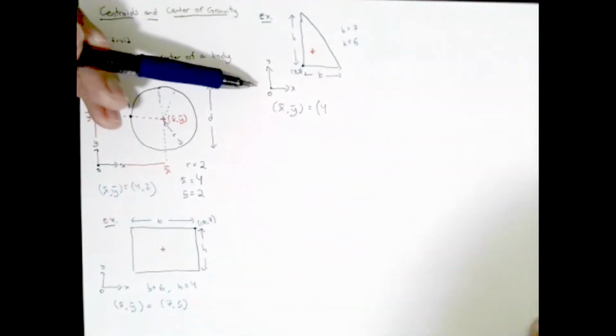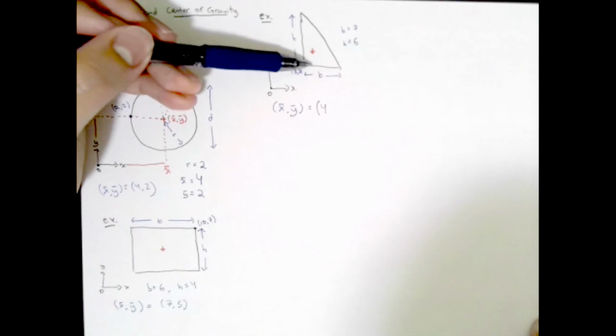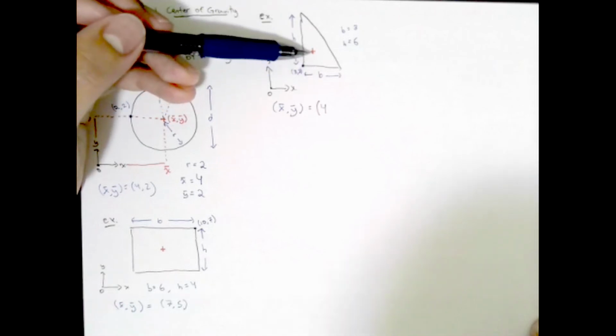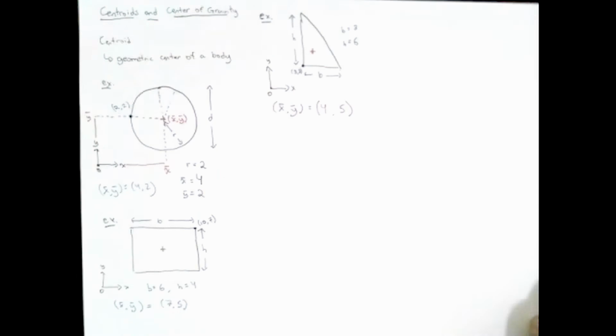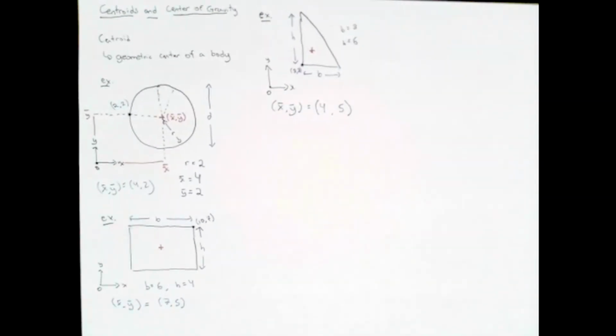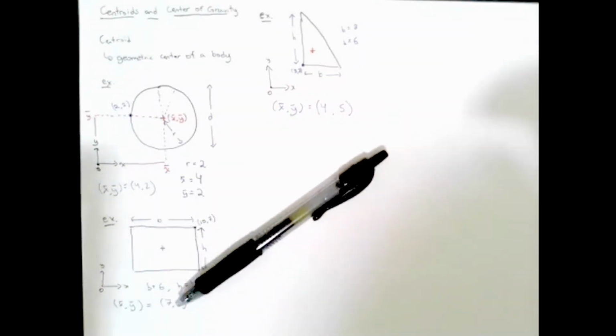In the y position, we would move 3, then 1/3 of the height. So 1/3 of 6 is 2. Therefore, 3 plus 2 is 5. So my centroid for this triangle would be located at coordinates 4, 5. Okay, so that's essentially a bit of an introduction to the centroid. However, in this class in statics, the geometric center, this centroid, isn't exactly what we care about. It's not the most important part of this course.